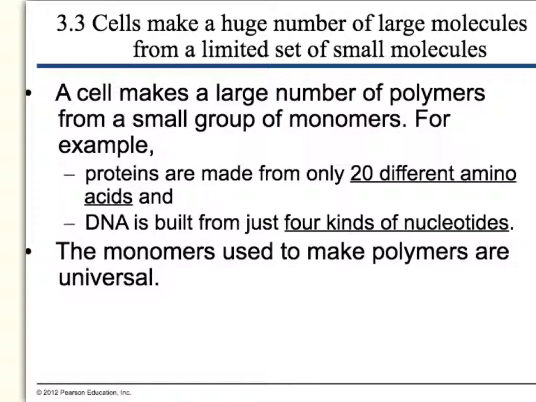So a cell can make a large number of polymers from a small group of monomers. For example, proteins are only made up from 20 different amino acids, and DNA is built from just 4 different types of monomers called nucleotides. So we're going to use these to make a bunch of different molecules, and it's kind of interesting that we can create so many different living organisms just by rearranging the order of some of those monomeric units, especially with DNA. So we're going to talk about proteins, carbs, lipids, and nucleic acids in much more detail in class.